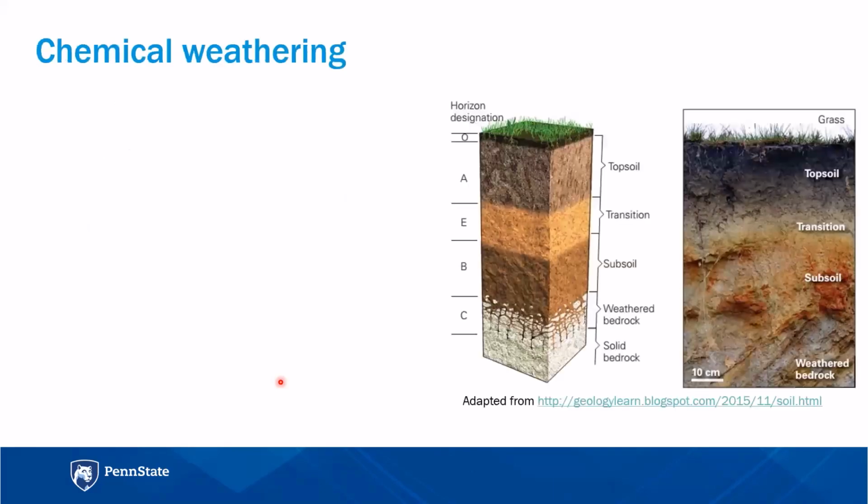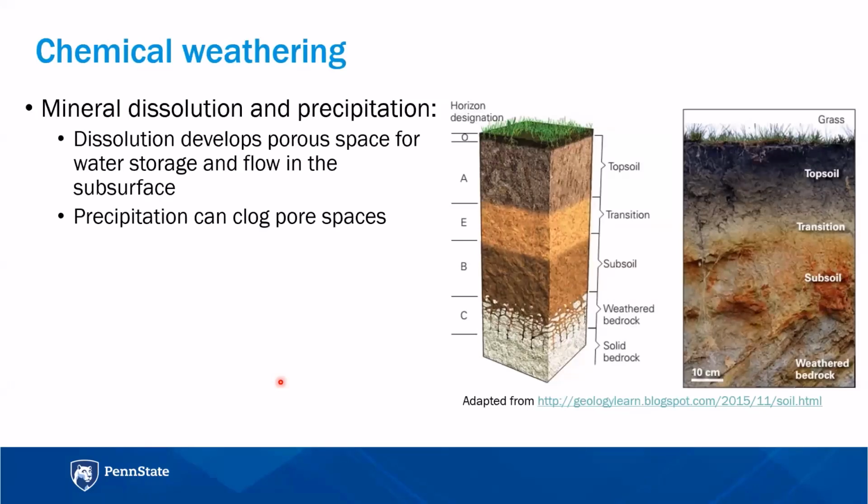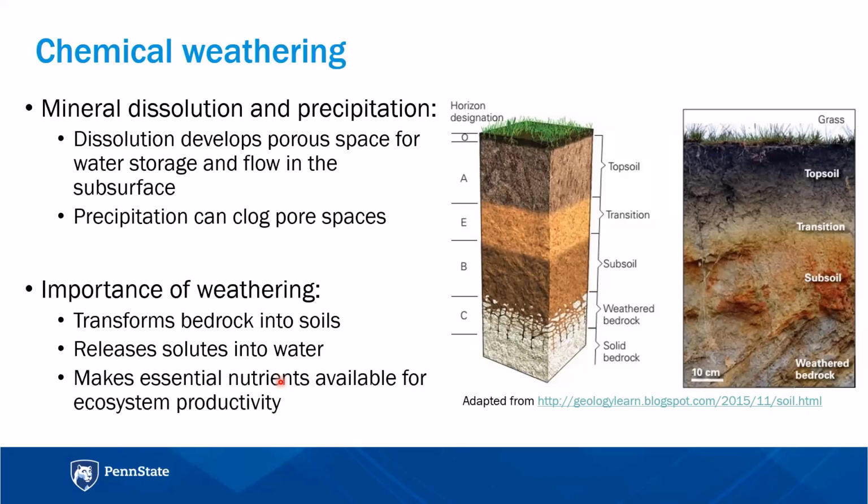So chemical weathering comprises the processes of mineral dissolution and precipitation. When we think about chemical weathering within catchment hydrology and biogeochemistry, we think about how it affects the catchment subsurface and water chemistry. Dissolution develops porous space for water storage and flow in the subsurface, while precipitation can clog pore spaces. Weathering also transforms bedrock into soils, as depicted in the figure on the right. Weathering releases solutes in water and makes essential nutrients available for ecosystem productivity.